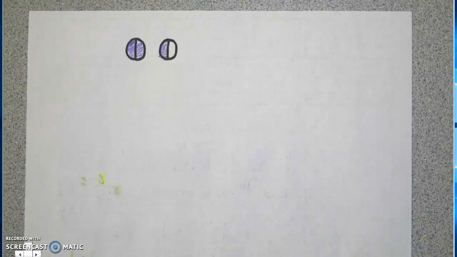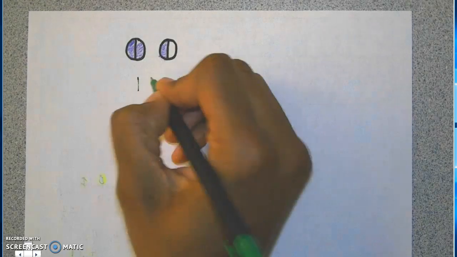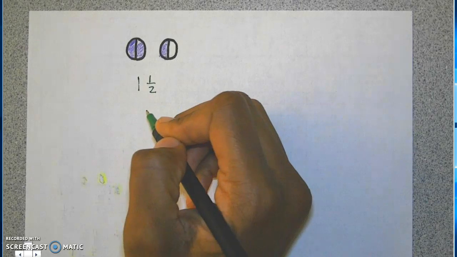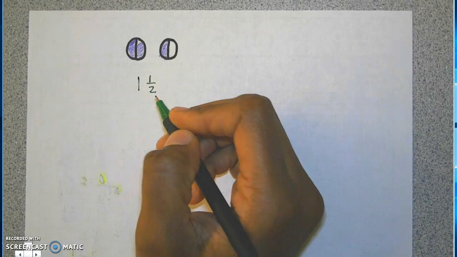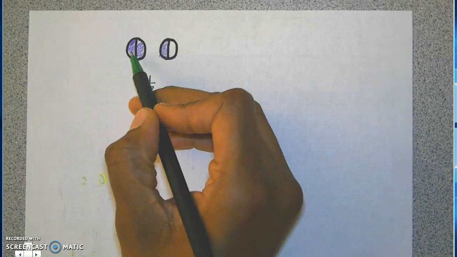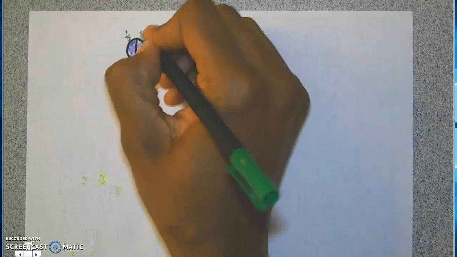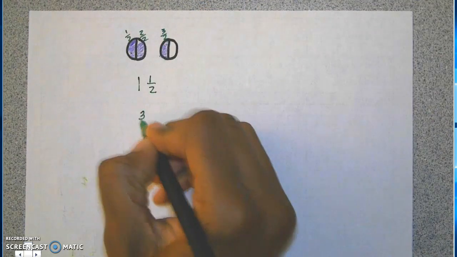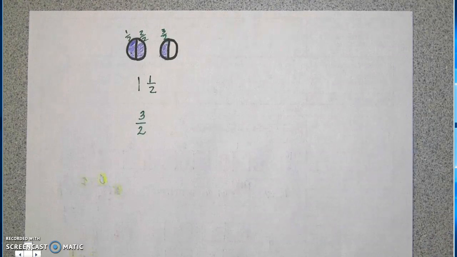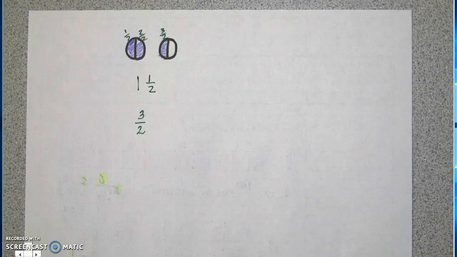On yesterday, I told you if we had a model, we could look at our model in one of two ways. The first thing I see when I look at this model is I see that we have one whole shaded and one half. So this is our mixed number of 1 and 1/2. I also can look at this and say, how many halves do I have? I see 1/2, 2 halves, 3 halves are shaded. So 3 halves. 1 and 1/2 and 3 halves are equivalent fractions. That's what we focused on yesterday.